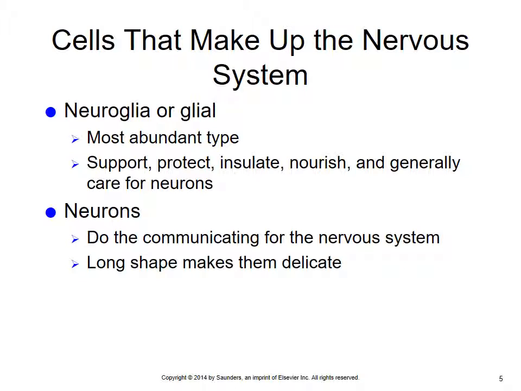Neurons do the communicating for the nervous system, and their long shape makes them delicate. Unlike glial cells, neurons are non-mitotic and therefore do not replicate nor replace themselves when injured.